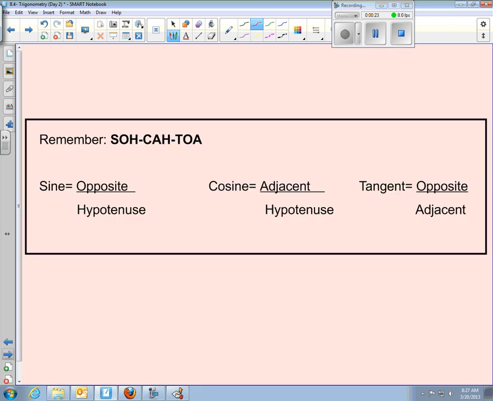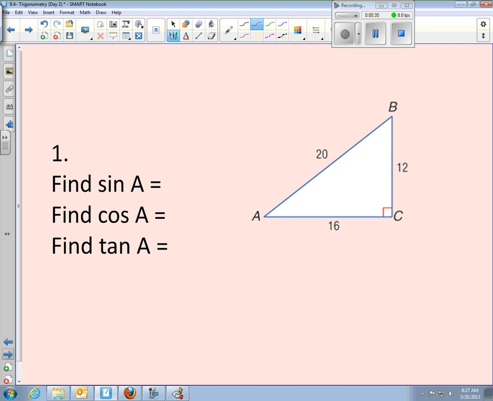Alright, so just remember our SOHCAHTOA from yesterday. Sine is opposite over hypotenuse. Cosine is adjacent over hypotenuse, and tangent is opposite over adjacent. All right, so let's start off here.